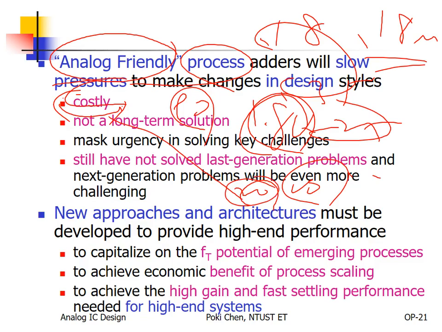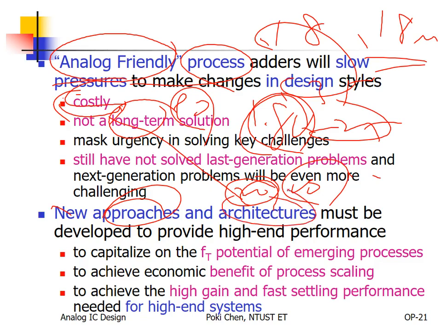Okay, so it means what? Such kind of analog friendly processes or analog friendly devices, they are not a long-term solution. Sooner or later, we had better get rid of such kind of analog friendly devices, analog friendly processes. But how can I say? Till now, we still don't know how to go. Maybe in this chapter we will show you one way out. Okay, but your brain needs to be washed after you go, before you can go further. Okay, so we need new approaches and new architectures.